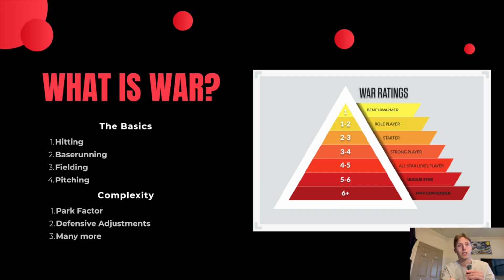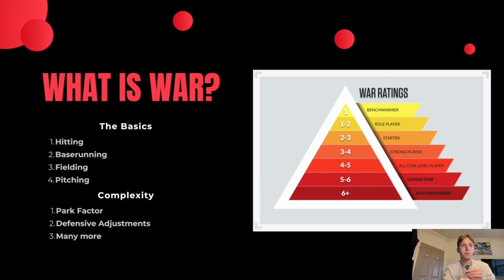It's a powerful concept, but getting to that single number involves complex thinking, hidden assumptions, and adjustments that can make it tough to interpret or replicate. Some of the complexities include ballpark factor. This is whether a stadium favors hitters or pitchers, defensive movements based on historical hitting patterns, and many more. The graphic on the right shows how WAR translates into real-world player value.